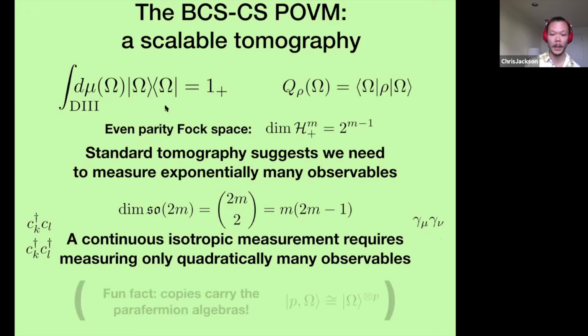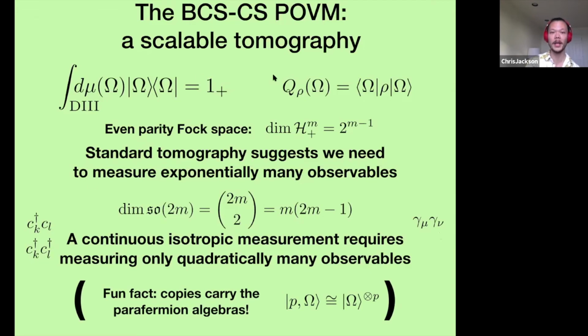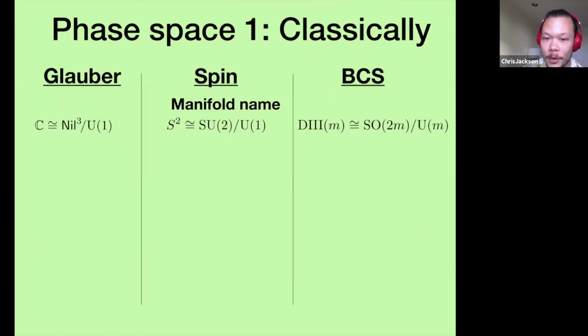Fun fact, I have a lot of friends who like to think about parafermions. In the case of spin coherent states, one of the canonical arguments for why you might care about a spin coherent state POVM was in terms of copies. Here, my reason for being interested had nothing to do with copies, so you might have wondered about copies. It turns out that copies of BCS coherent states carry a representation of the parafermion algebras, in case that means anything to you. Are there any questions about that?